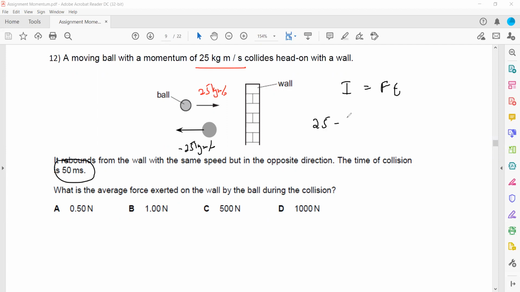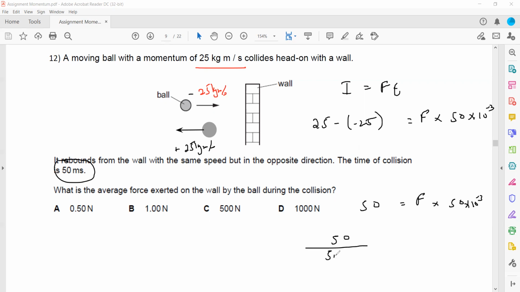So it will be 25 minus minus 25. It's up to you: if one of the values you took as negative, the other one will be positive. That is force multiplied by time, 50 millisecond, so 50 times 10 to the power minus 3. So 25 minus minus is plus, so that is 25 plus 25, 50, equals F into 50 times 10 to the power minus 3. This is multiplied, so the other side will be divided. So what is the value of F? It will come out as 1000 Newton. Is it clear?